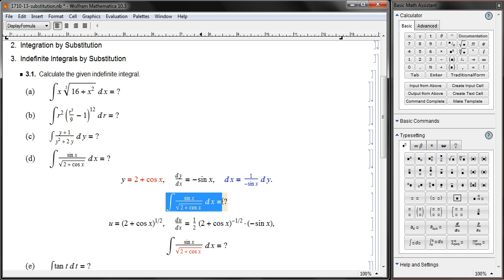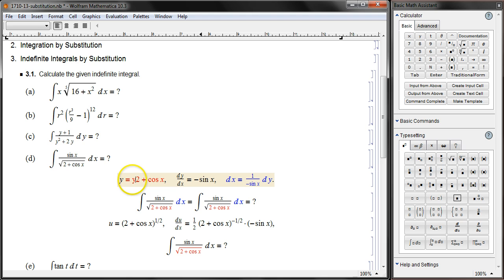And is it going to be better? Well, number one, so far the computation is easier. We didn't have to use the chain rule and things like that. Also, please take a look at this. Y equals 2 plus cosine of x. So this one here is y.